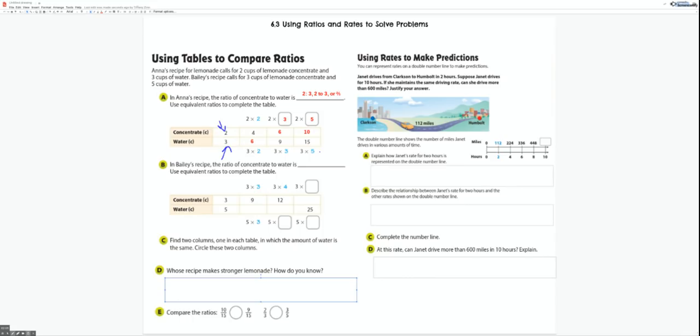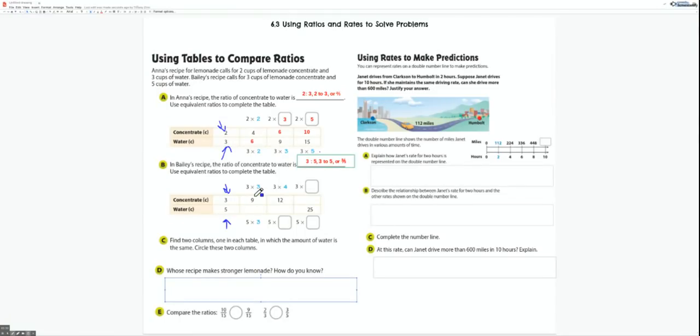Now we got to work with Bailey's recipe. So Bailey's recipe of concentrate to water, or ratio, not recipe. Read the original sentence. It is 3 cups of lemonade concentrate to 5 cups of water. So you could write it like that, or that. Now let's fill out her table. Starts essentially the same. We put our original ratio first, so 3 to 5.